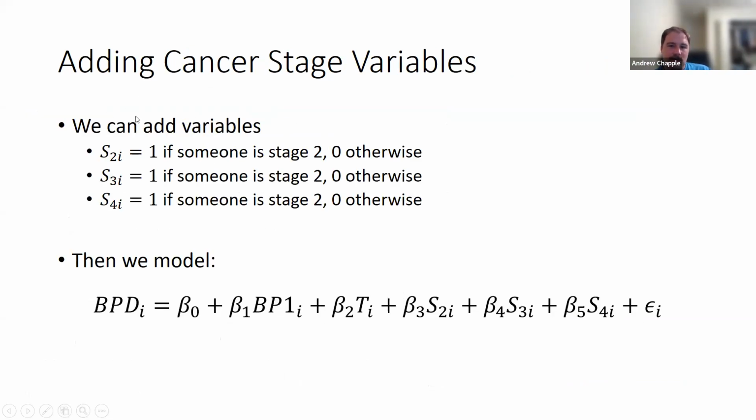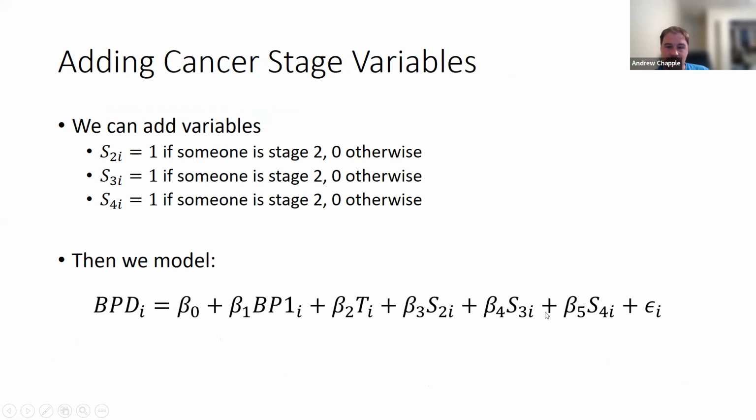Cancer staging variables. I can also add cancer stage in this. So I can model this via dummy variables, right? So I've got cancer stage that can be stage 1, 2, 3, and 4. So I can create 3 dummy variables. Stage 2, this is comparing stage 2 to stage 1. This is comparing stage 3 to stage 1. This is comparing stage 4 to stage 1. And this is my new statistical model here.